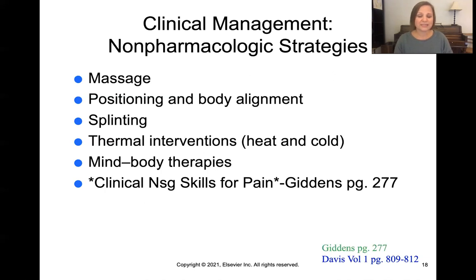And on page 277, there's a great table again of clinical nursing skills for pain. So let's take a look at that together. Go ahead and open up your book. So on page 277 of Giddens, you've got this nice nursing skills for pain, clinical skills that we would need to do. So this is things like doing our pain assessment, like we talked about, doing non-pharmacologic pain management, the massage, splinting, relaxation and guided imagery, distraction. For kids, just giving them a screen and something to watch is often a great way to manage their pain. Oral medications, IV medications, epidural medications.